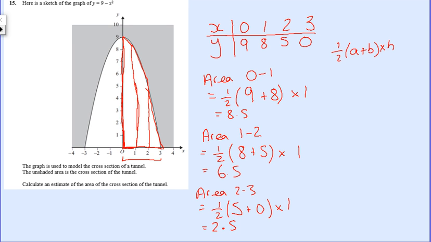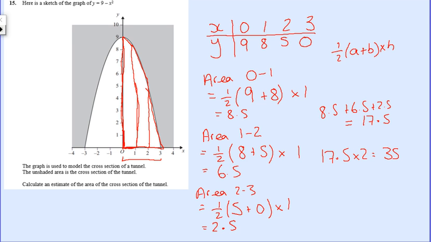So the area of the right-hand side of this curve you get from doing 8.5 add 6.5 add 2.5. That gives you 17.5. And then right at the end you need to remember to double it because you want both sides of this curve. So 17.5 times 2, which is 35.